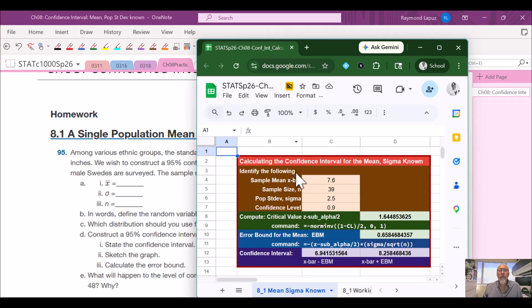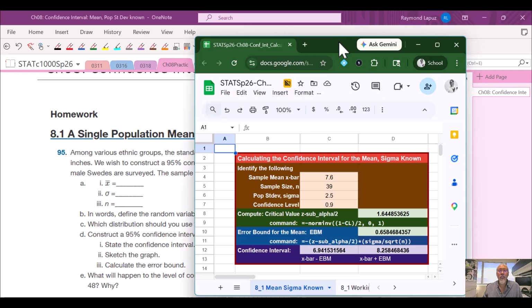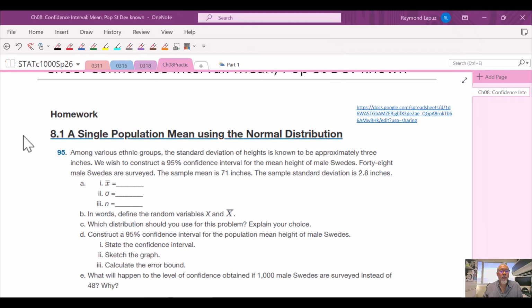Anyways, this is our calculating confidence interval for the mean when sigma is known calculator. And we have tabs for a bunch of other things for calculations we need to do in Chapter 8. Let's first get through some of these problems.